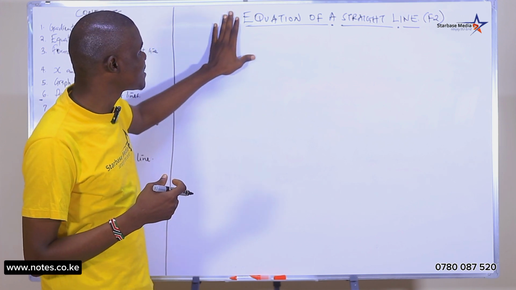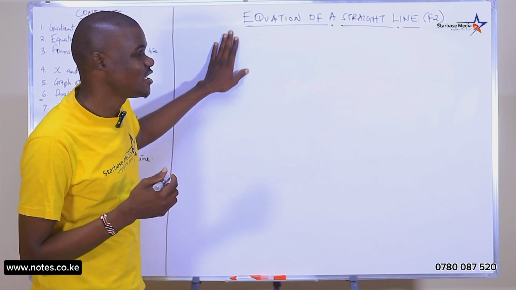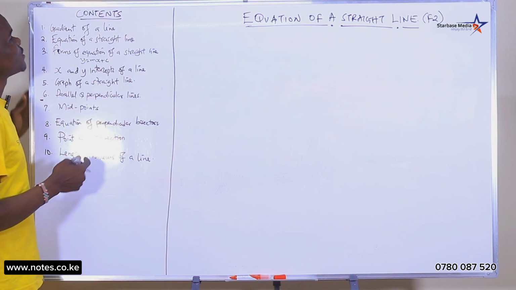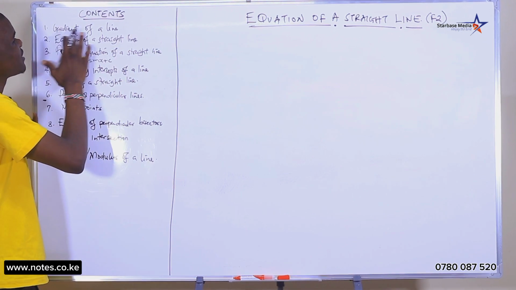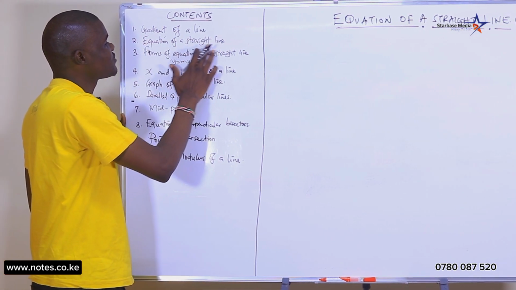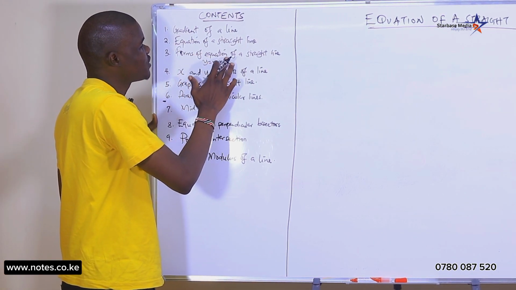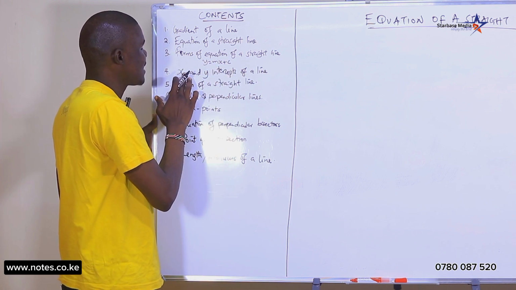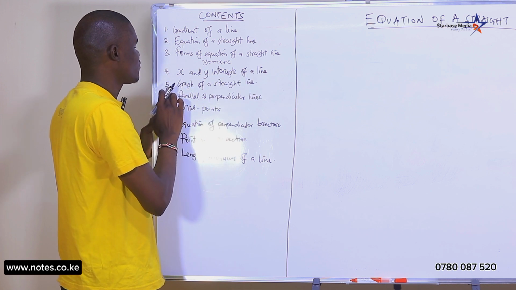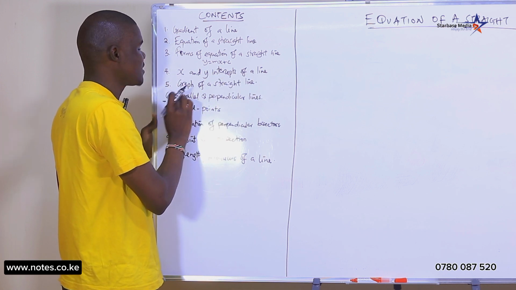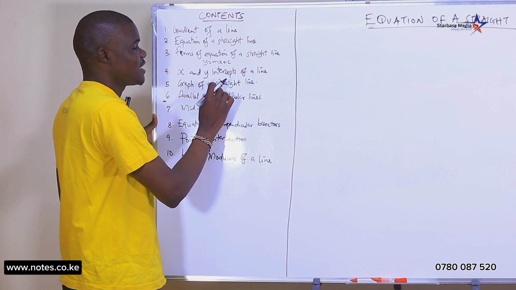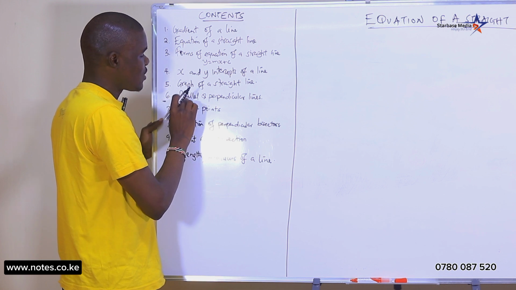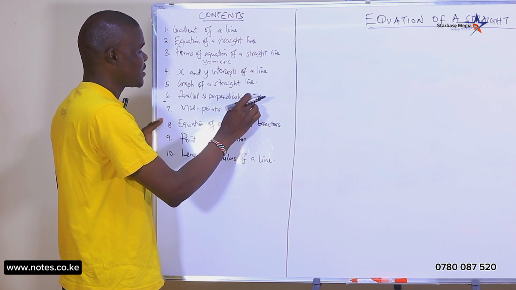Under equation of a straight line, what we are majorly interested in are the contents of that particular topic. Here you will be required to learn about gradient of a line, equation of a straight line, forms of equations of a straight line. You will also be required to know the x and y intercepts, to interpret graphs of a straight line, and to work out the equations of parallel and perpendicular lines.